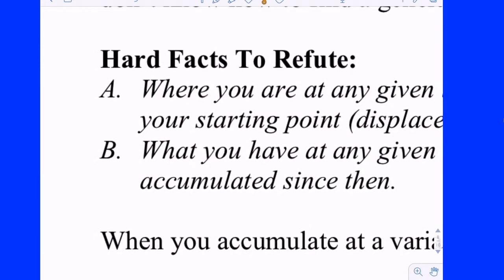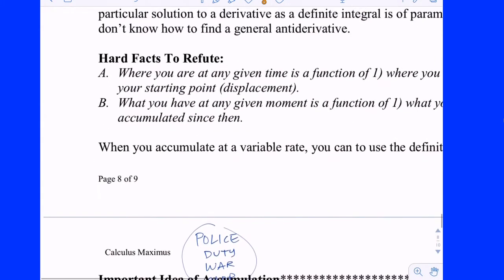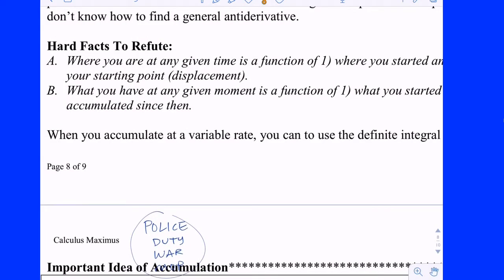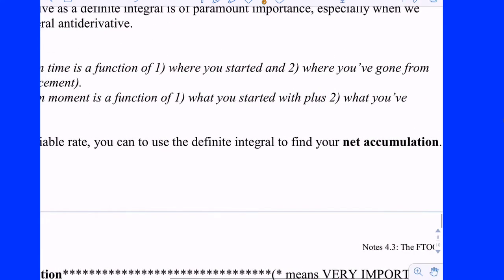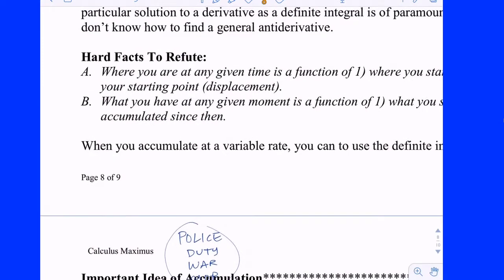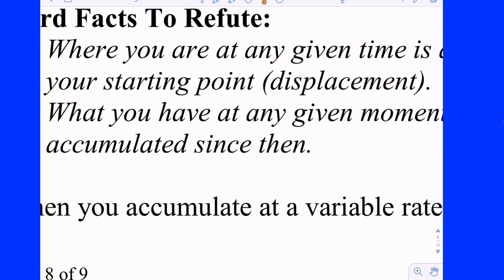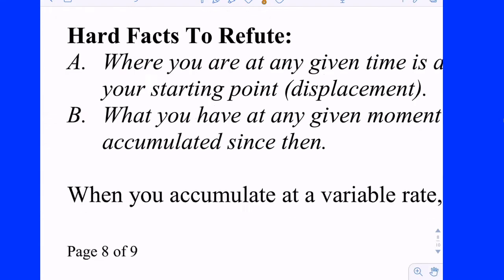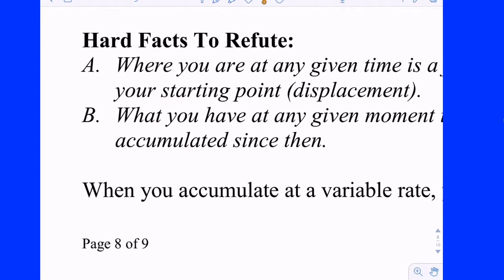Maybe this will come up in the Republican debate tonight. Okay, hard facts to refute. Where you are at any given time is a function of where you started and where you've gone from your starting point. Is that right, Marco Rubio? You started with nothing, and now you have a lot of stuff that you can't pay for.